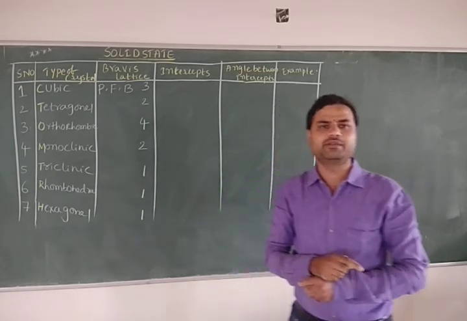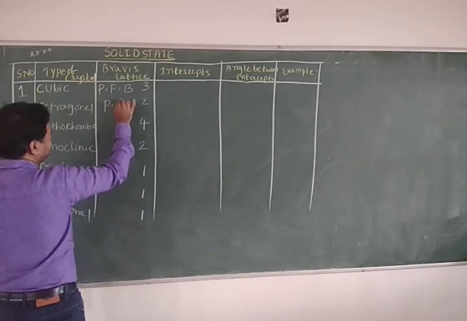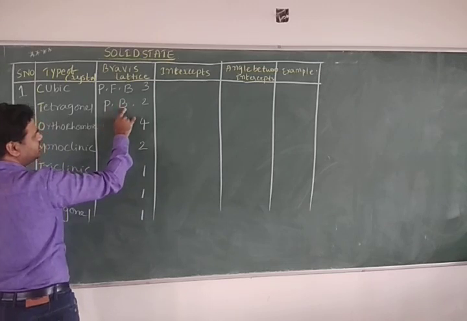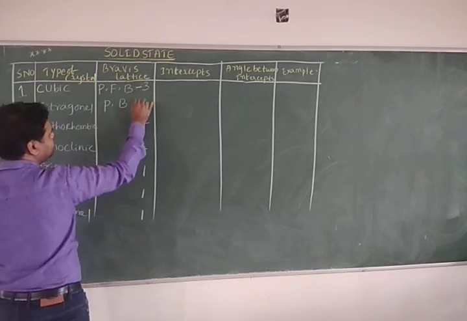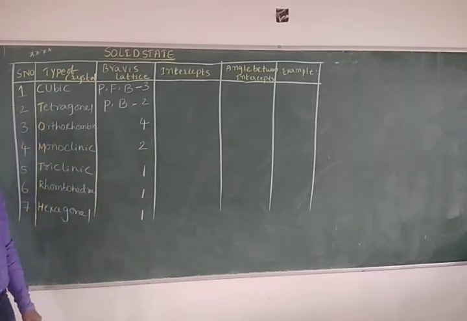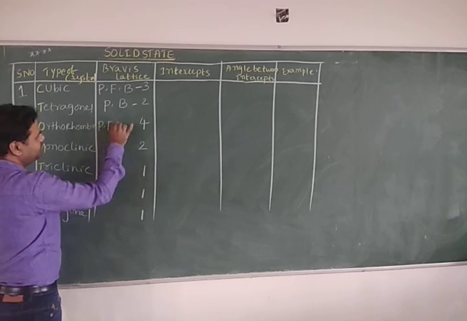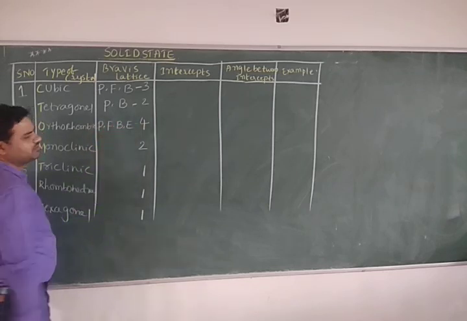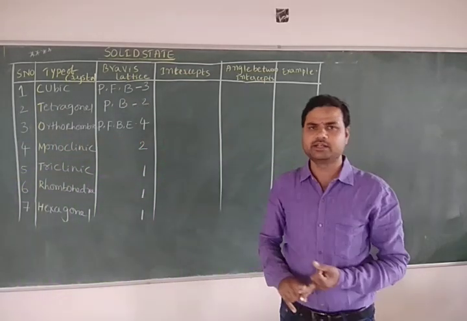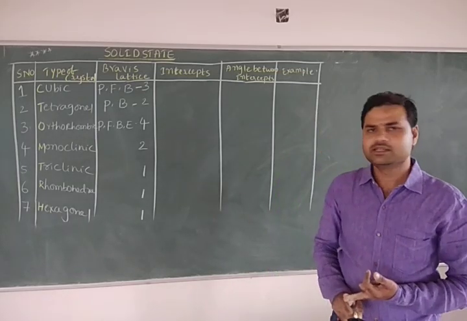Next one we have tetragonal. Tetragonal is arranged in how many ways? 2 ways. And what are those 2 ways? P comma B. P comma B means primitive, body-centered. Only 2. Here it is 3 types, and here 2. Next one we have orthorhombic, 4 types. 4 types means all types will come here: P, F, B, E. Primitive, body centered, face centered. Next one is end face centered. Is it clear?